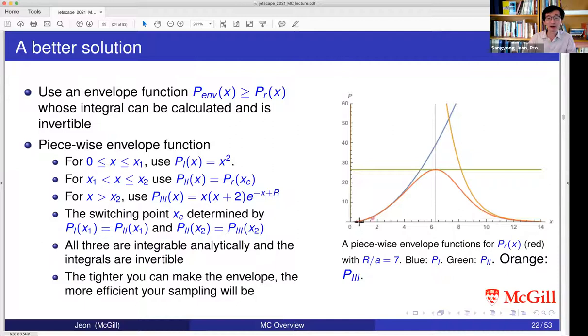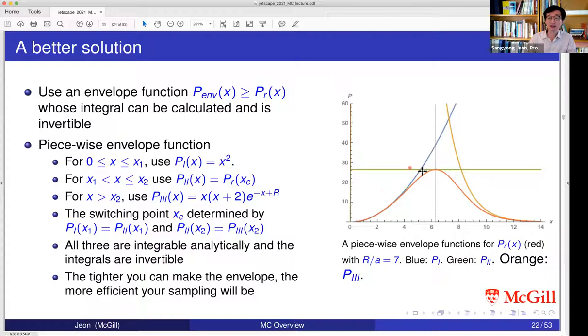For instance, I know that x square is larger than the original probability density, and it hugs it very closely in the beginning for small x. Here it's almost perfect, and then it starts to deviate. For large x, I know that I can use something like this. This particular form is chosen because it is integrable and you can actually find the inverse function. That's represented by this orange line. I can just use these two.